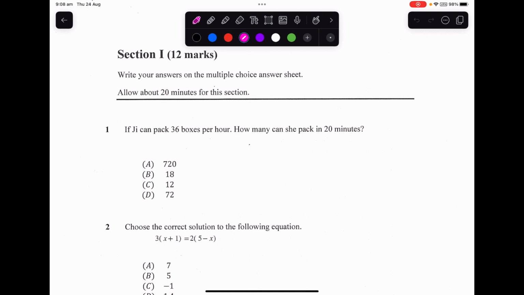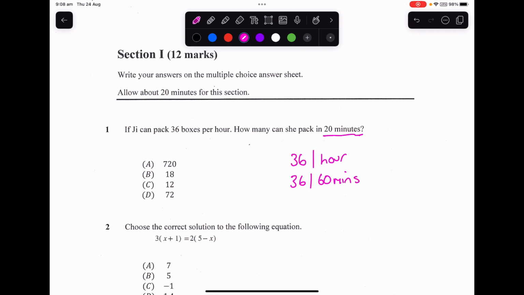So a couple different ways to work this one out, but I'm going to show you the unitary method so that you can use it in other questions as well. So we would go 36 boxes per hour. Okay, if we want to take this to minutes, because we've got 20 minutes, I'm going to change it to 36 boxes per 60 minutes.